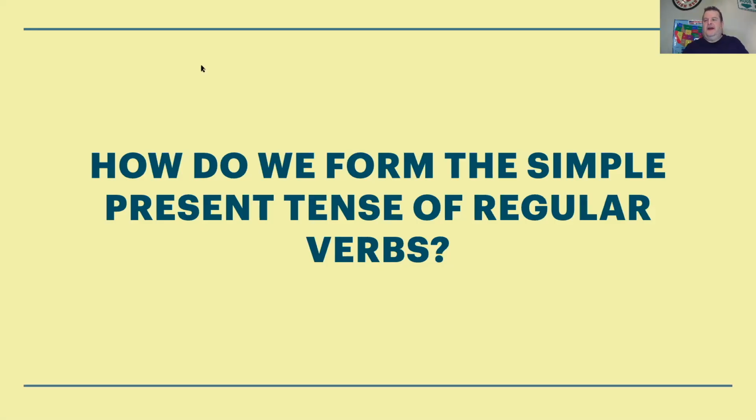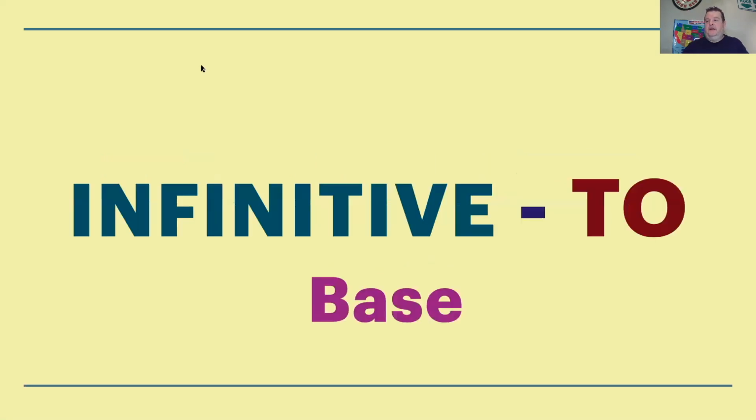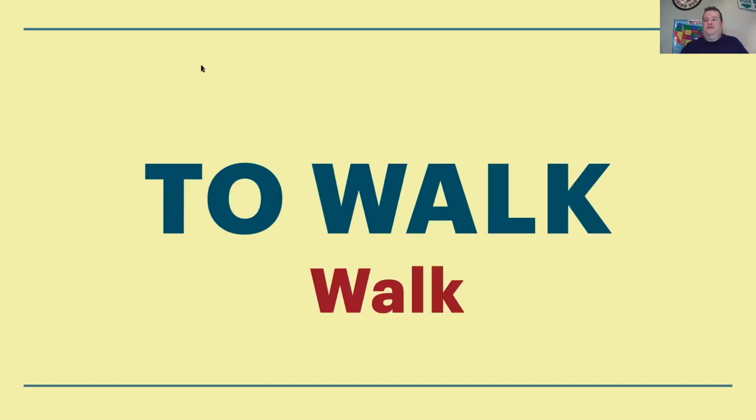Great. Now, how do we form the simple present tense of regular verbs? It's pretty easy. You're going to take the infinitive, that form of the verb that has "to" in front of it: to be, to think, to drive. That's your infinitive. To get the base, you take away that "to" and just have the word that represents the verb sitting there by itself. So for example, to walk is the infinitive of walk.